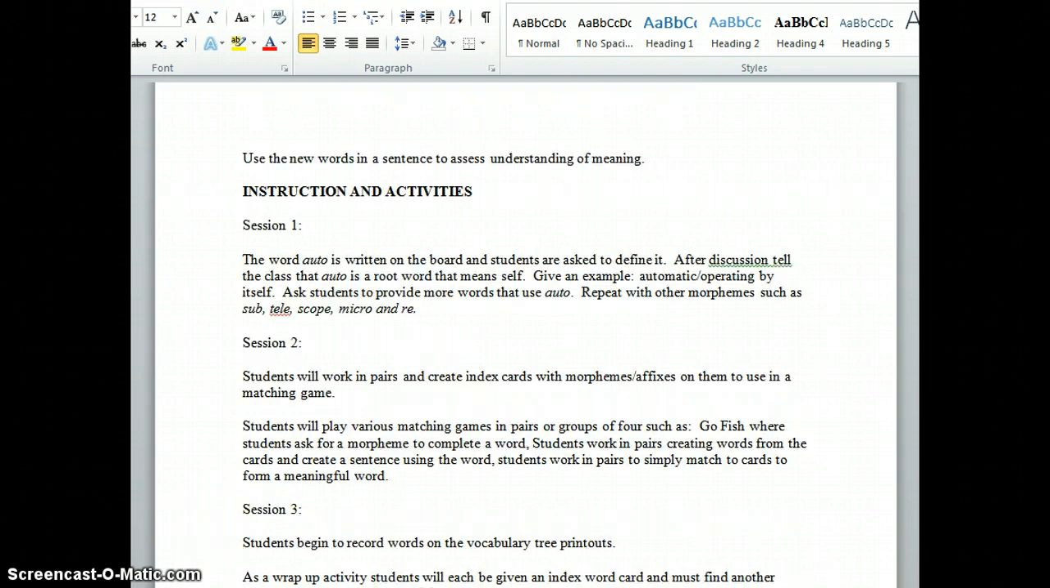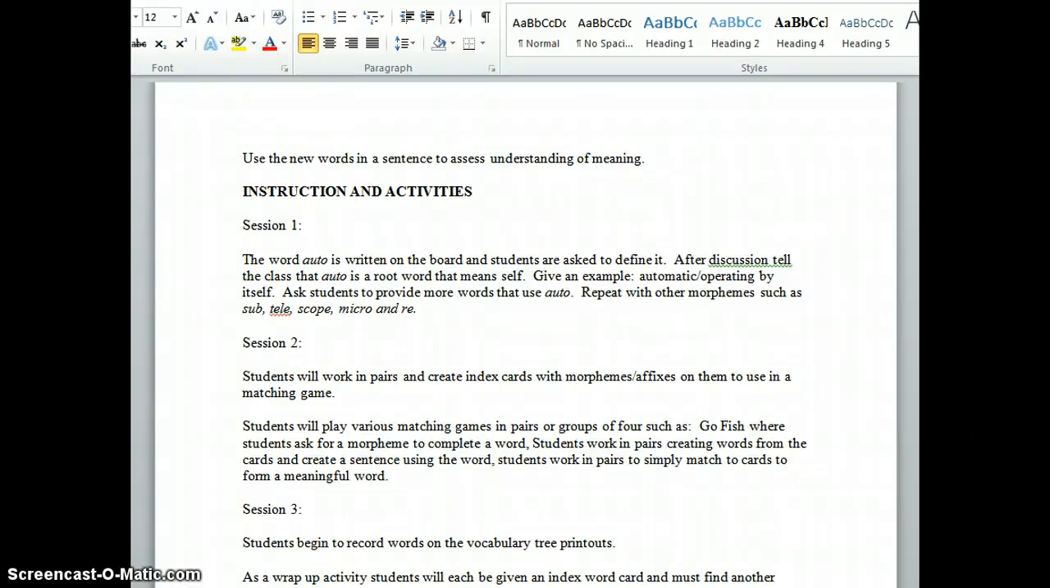In session 2, students will begin to work in pairs or small groups and create those index cards that were previously mentioned. There are various activities and games that students can play, such as a Go Fish type of game, where students will have various cards and they'll ask a partner for a certain word card to match what they have in their hand. They can create words, creating a sentence using those words and understanding their meanings.